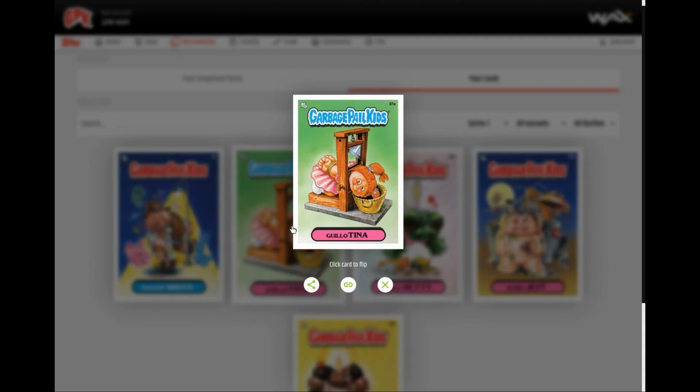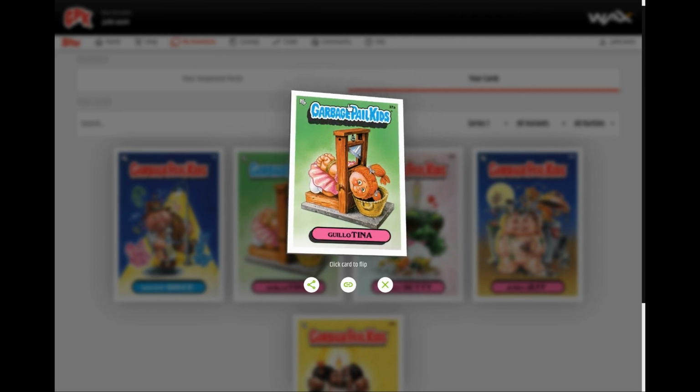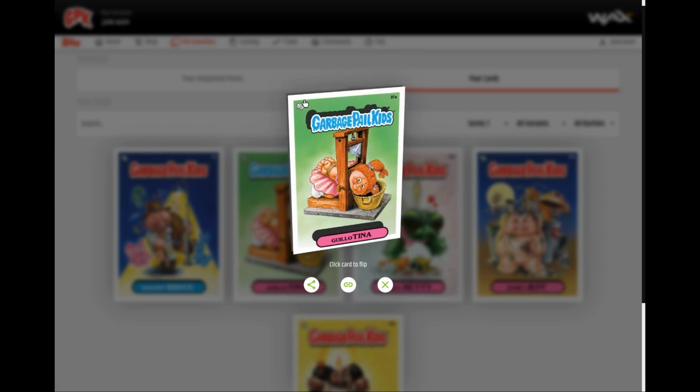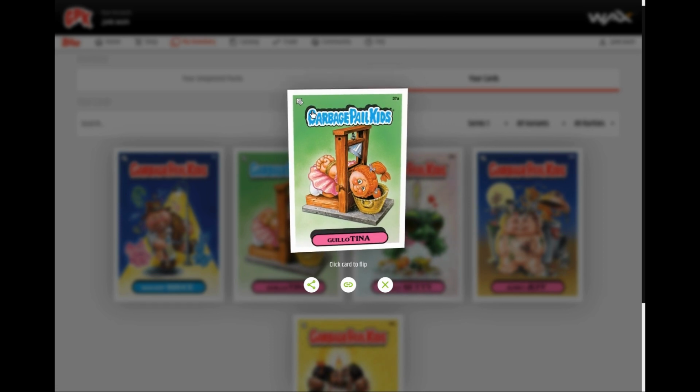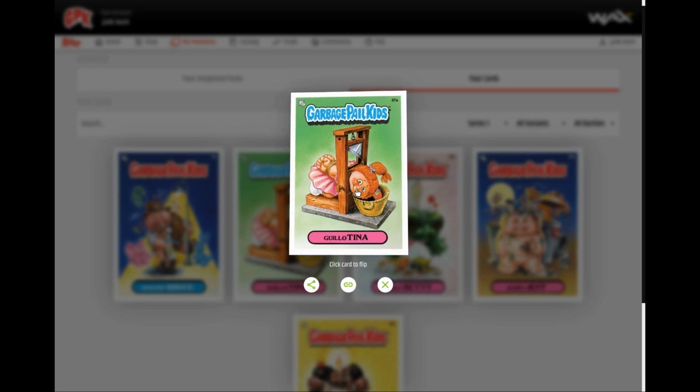So I also have a Guillotina. You can see the number there in the top corner, 37A. And they've totally copied what the original cards were. You can see here it says, I think, "peel." So these were originally stickers, ones you could stick on things. That's what the kids wanted to do back then.